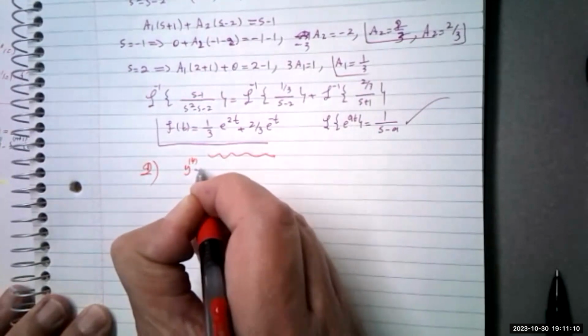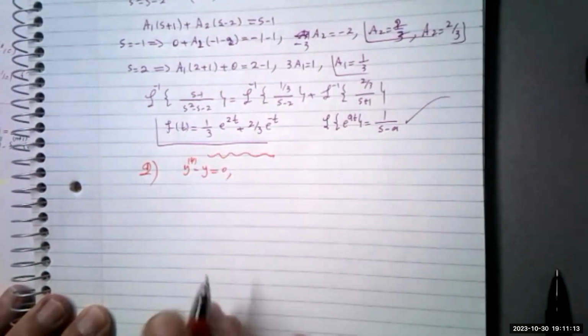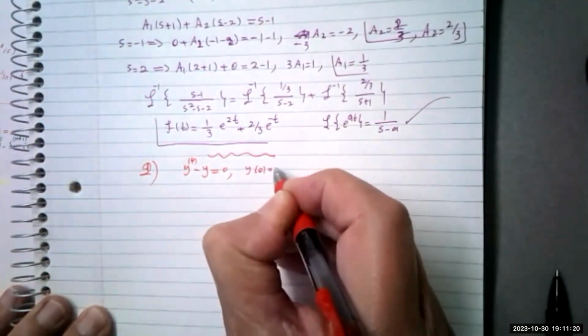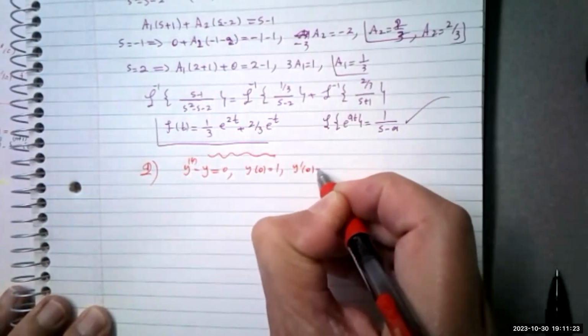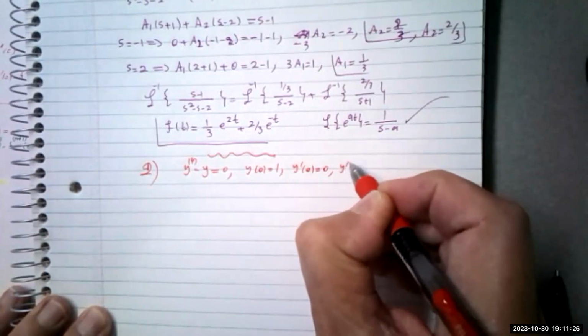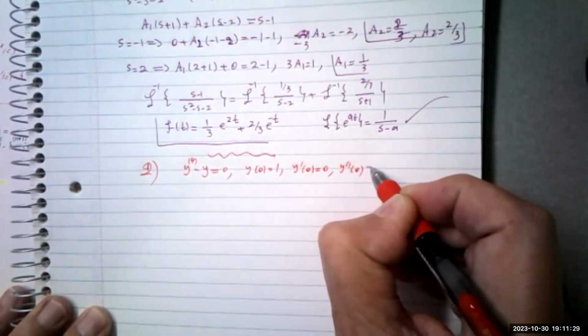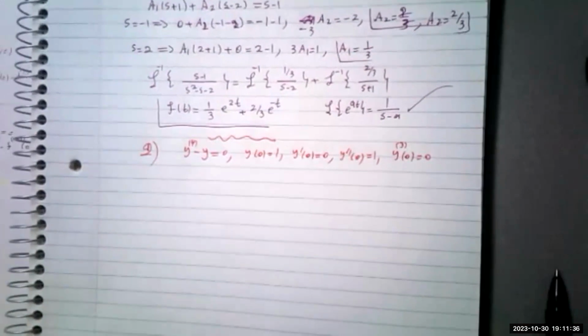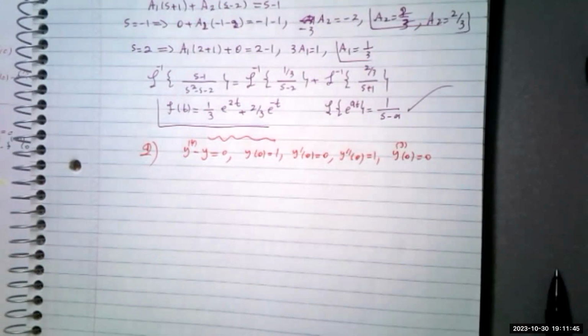y to the fourth minus y equal to 0, and these are going to be the initial conditions. y of 0 equal to 1. y prime of 0 is equal to 0. y double prime equal to 1. And y triple prime of 0 equal to 0. This differential equation is of the fourth order, so we should have 4 initial conditions, and you have them: y of 0 is 1, y prime of 0 is 0, y double prime of 0 is 1, and the third derivative is equal to 0.